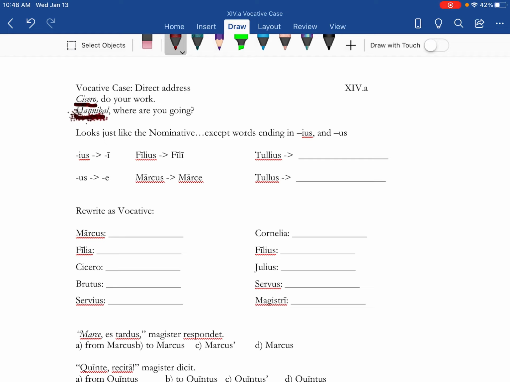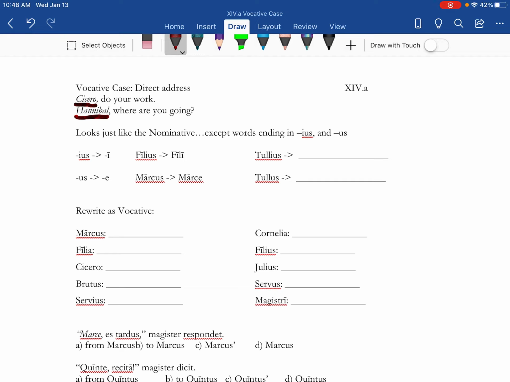Excuse me. Hannibal, where are you going? And Hannibal, you're addressing him by name. So he's going to be vocative case. Now the vocative case looks like nominative, so it'll look the exact same.